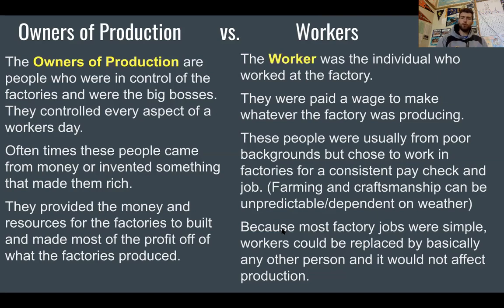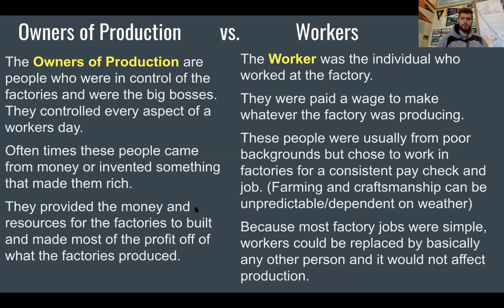And oftentimes these owners of production came from money or they invented something that made them rich. But a lot of times they came from some type of wealth or background. So you have those type of people, or the people that kind of made their own life and made their own success. They provided the money and the resources for the factories to be built, and they made the most of the profit off of what the factories produce. And we're going to talk about in the next lesson some of the individuals who struck it really rich. And you maybe know some of them.